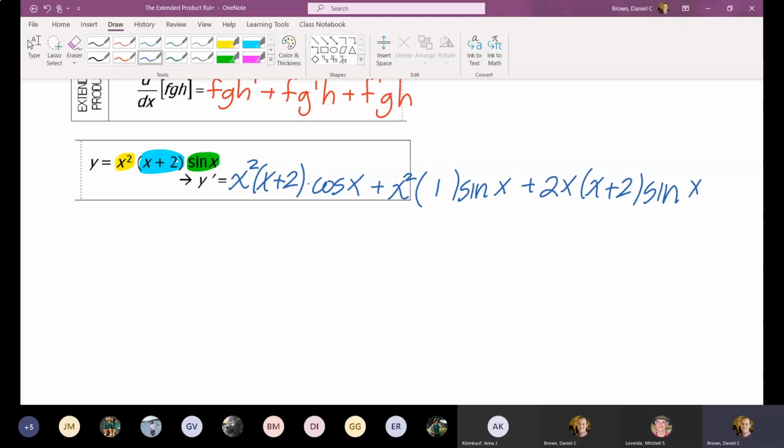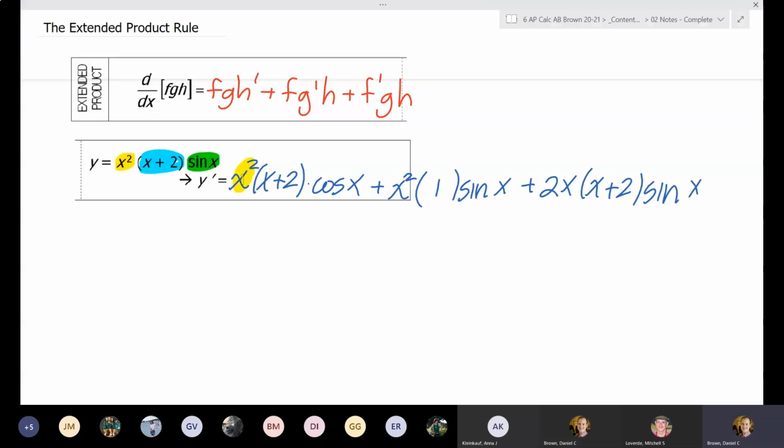To kind of color code it, x squared showed up twice and once as a derivative. The x plus 2 showed up twice, once as a derivative. And then sine of x showed up twice, once as a derivative.